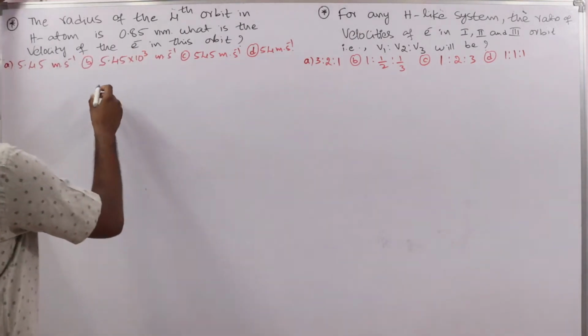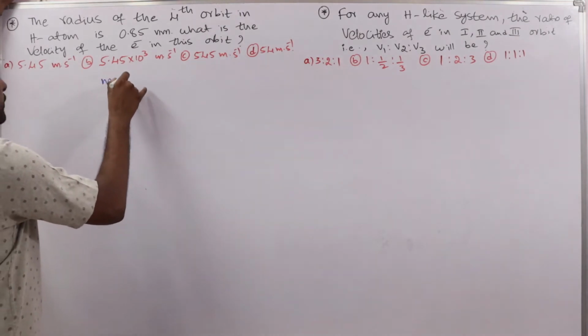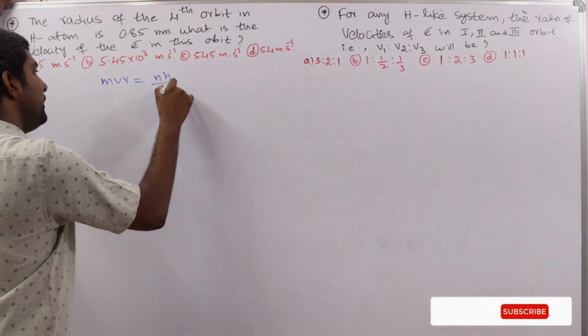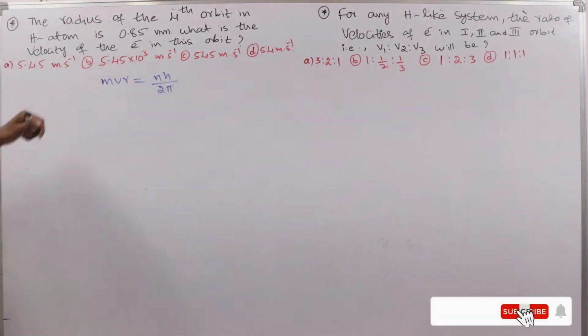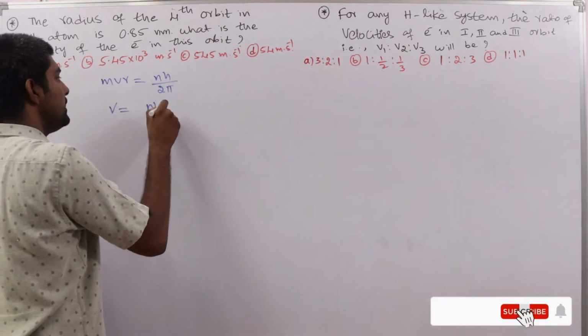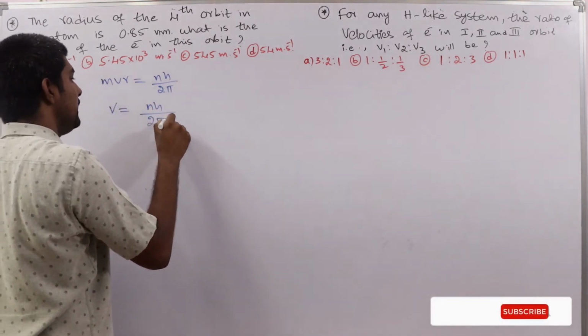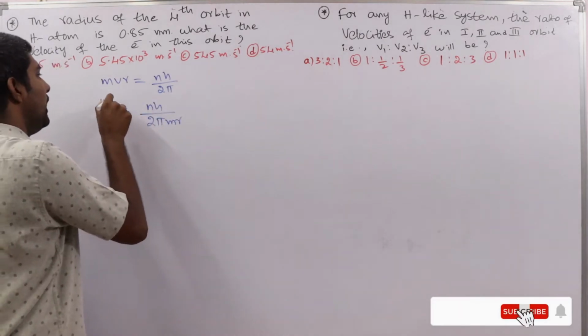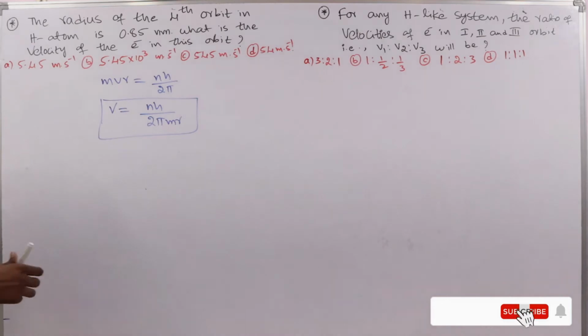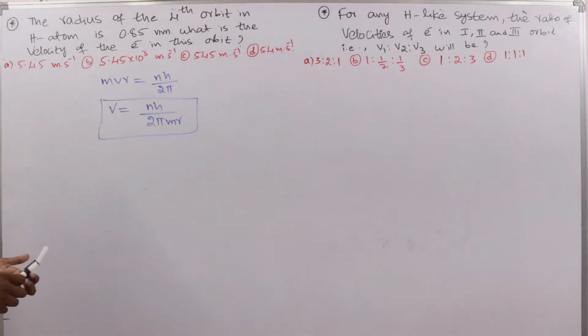So here we have to use this relation from Bohr's model of atom: mvr is equal to nh by 2 pi. So from this, if we rearrange, velocity v is equal to nh by 2 pi mr. So this is the formula we have to use. Just take m and r to the right side.